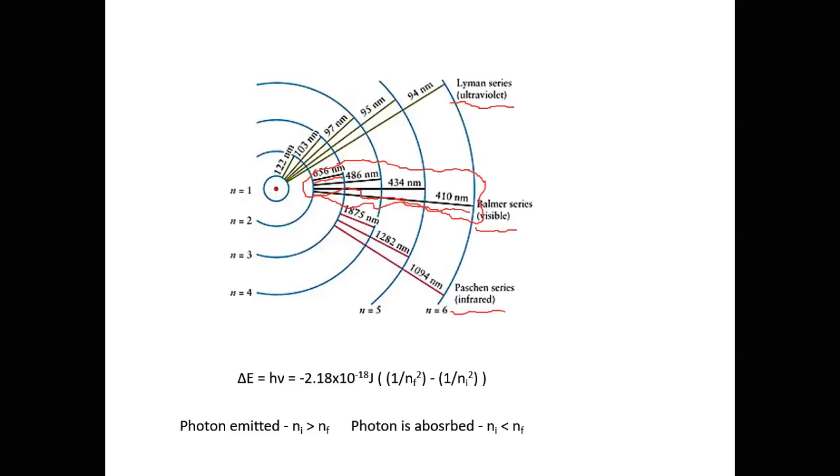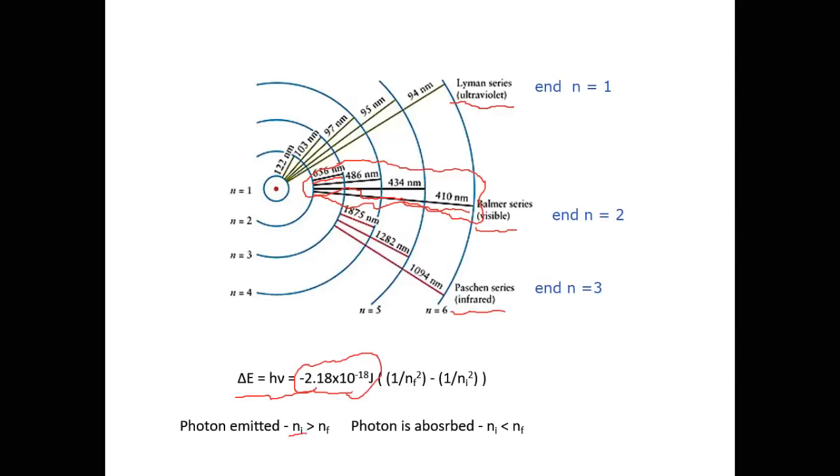And again, for Lyman series, you end in n equal 1. Balmer series, end in n equal 2. Paschen series, end in n equal 3. And so if you're transitioning between the different energy levels, you can actually calculate the energy associated with it by using this equation here. So this is again the Rydberg constant in joules, 1 over the final energy level squared, minus 1 over the initial energy level squared.